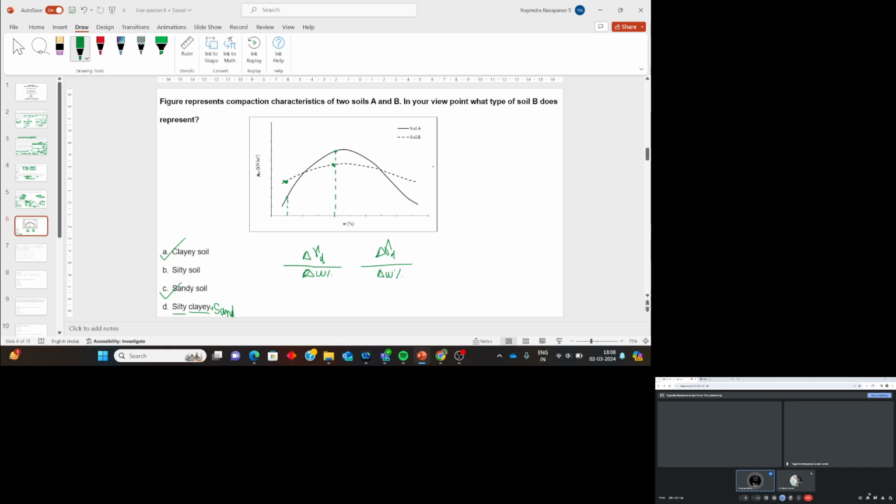Now, are you able to understand the physical significance of the different compaction curves? So when you are given a figure, always try to understand what it physically signifies. If there is a change in density, what does this soil undergo? That is the way you have to analyze these graphs. Let us move to the next question.